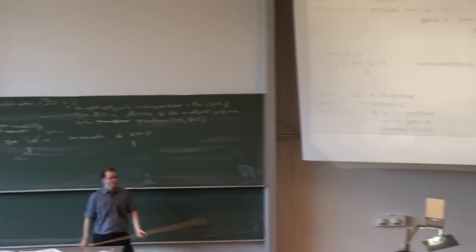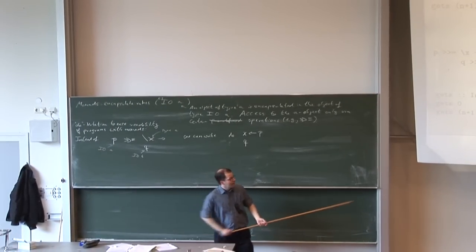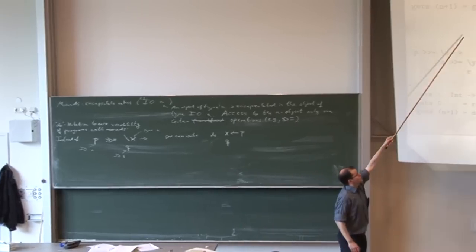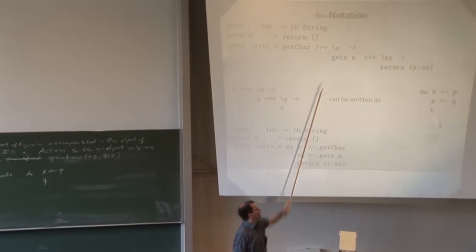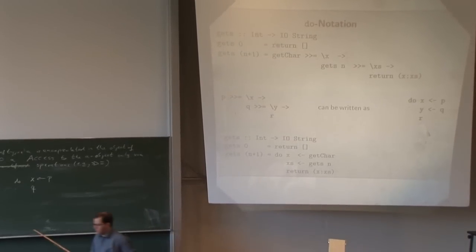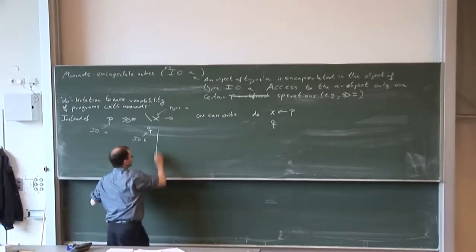I mean, this is exactly how you would do it. And this is just a shorthand for this. So internally, Haskell expands this to that. So this is what is really happening. But of course, if you want to read your programs, this is much easier to understand. So do is just an abbreviation.